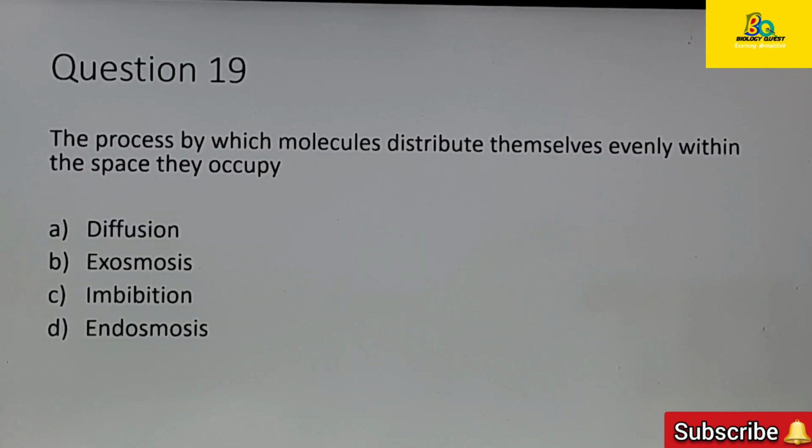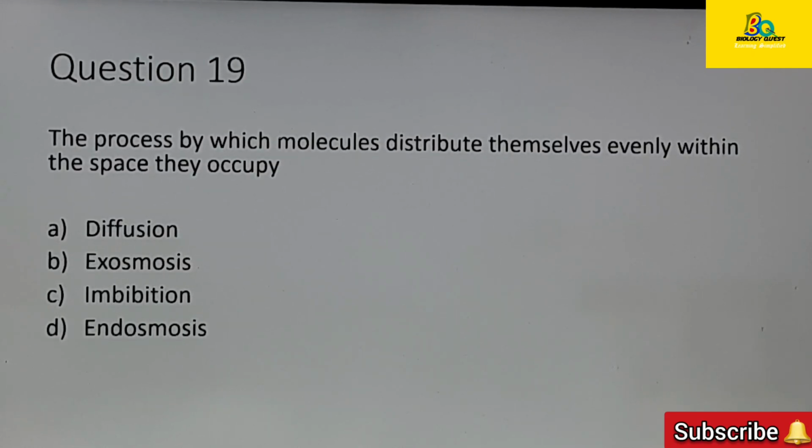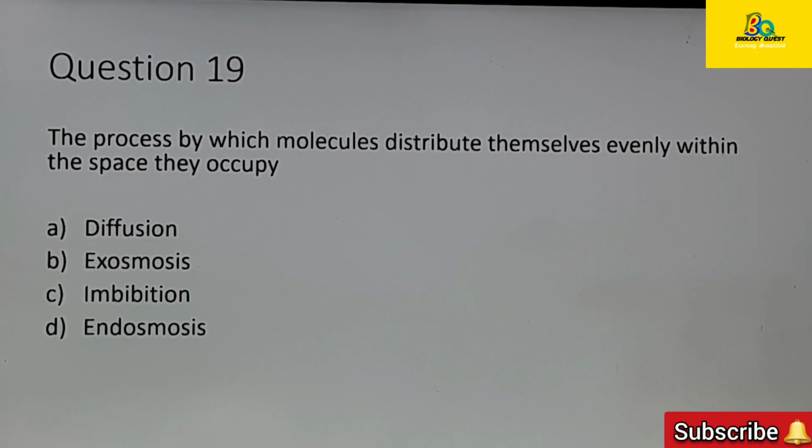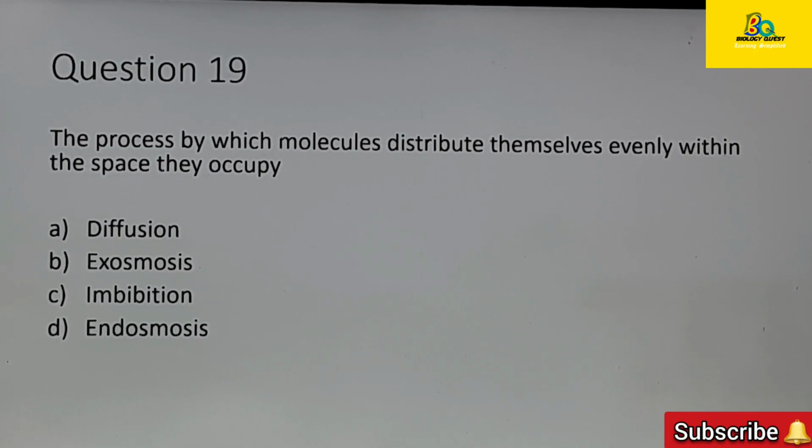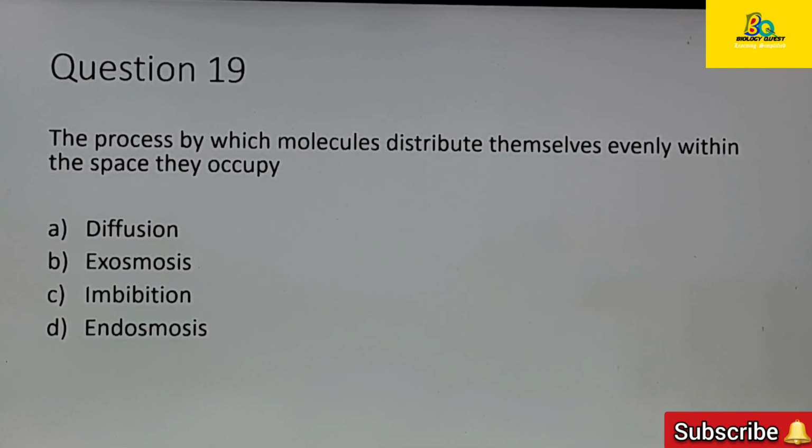Next question. The process by which molecules distribute themselves evenly within the space they occupy. Options are diffusion, exosmosis, imbibition, endosmosis. So the process by which molecules distribute themselves evenly within the space they occupy, what is that process called? The process is called diffusion.